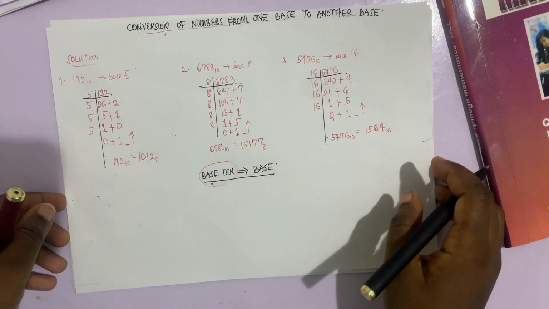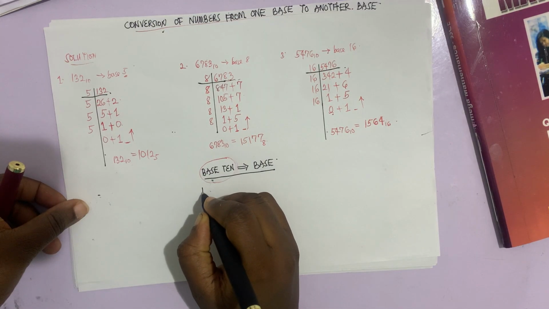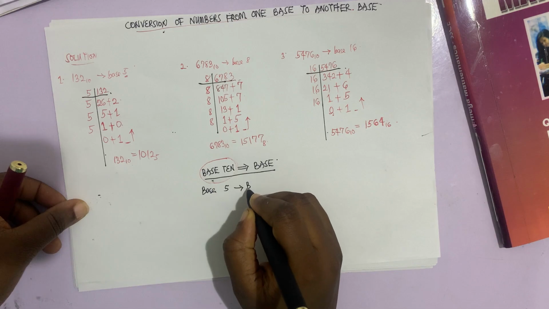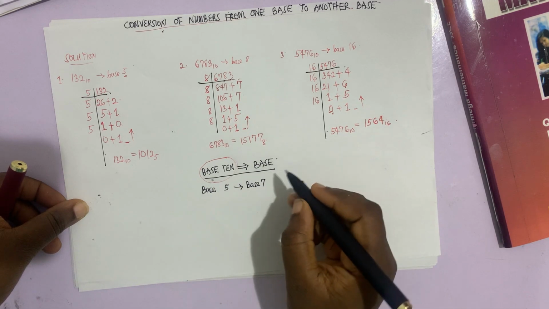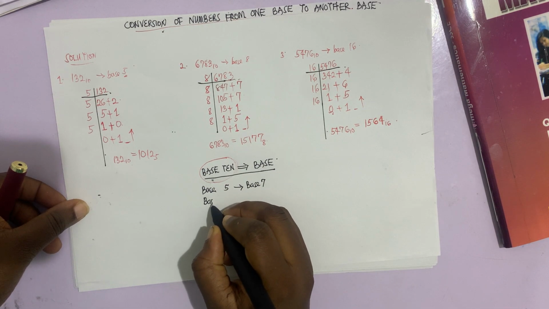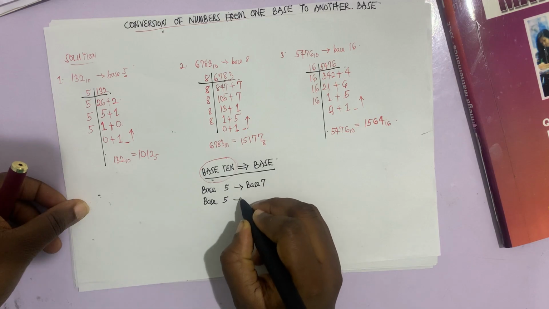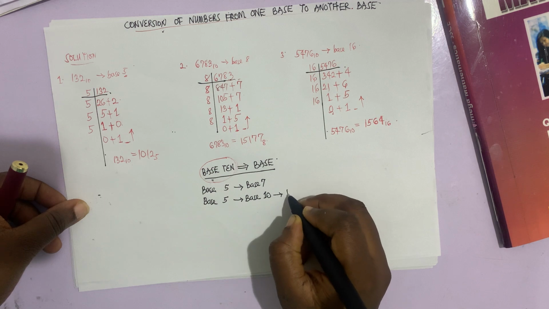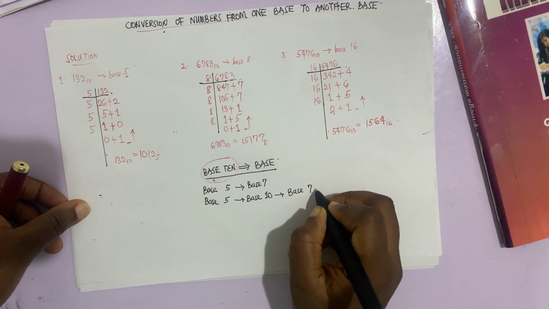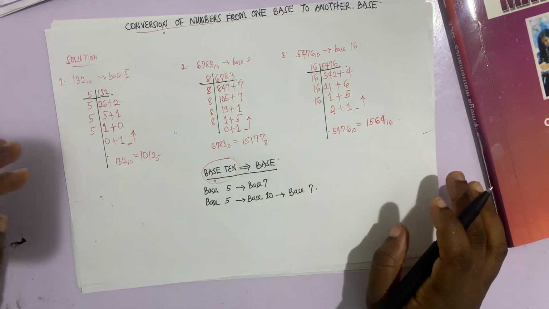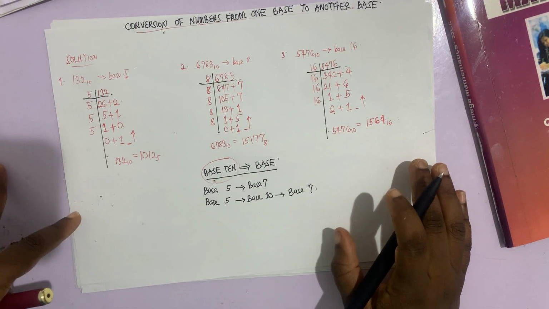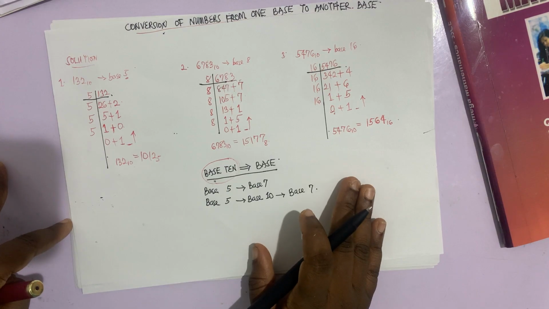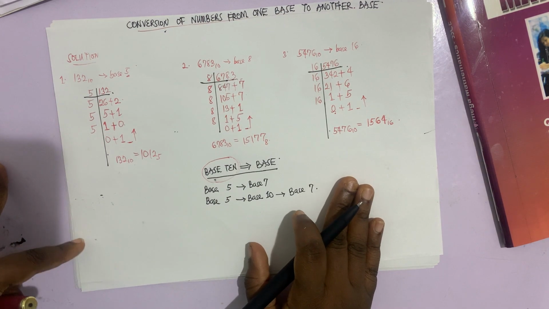to the other base. So for example, if you want to convert from base 5 to base 7, you have to pass through base 10. So you first convert from base 5 to base 10, then convert from base 10 to base 7. So there is no shortcut to that. That is simply how you go about it. You convert from any given base to base 10 and then from base 10 to the required base. So let's solve some examples.